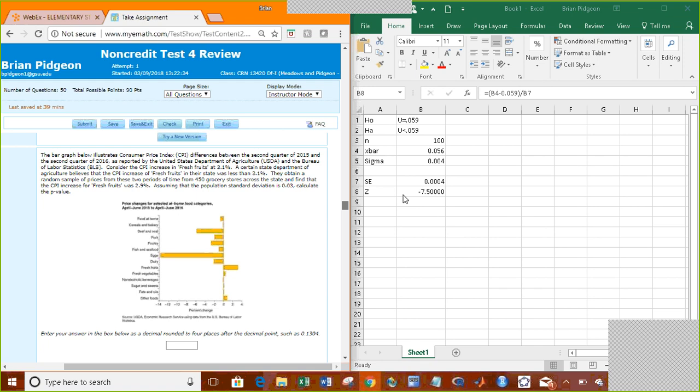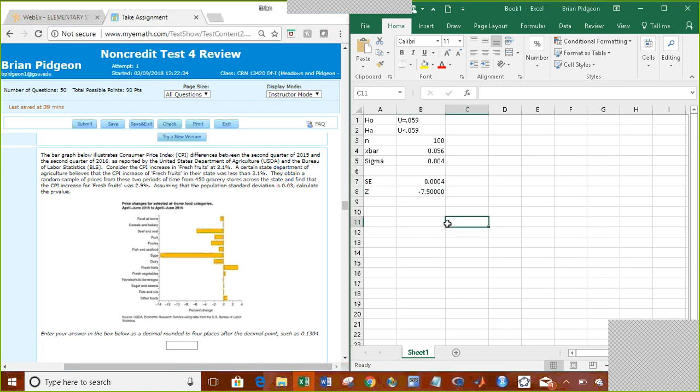Alright. So, in this case, same question, but now we're considering the CPI increase is 3.1%, so 0.031. The HA then is less than 0.031. Our n is 450. Our x bar is 0.029. And sigma is 0.03. So our standard error actually doesn't change. Well, it changed for us, but we have to be careful now and say with our z-score, it's going to be our x bar minus our null hypothesis value, which is 0.031.